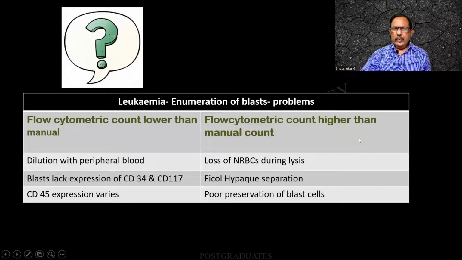And the second one is you find that there can be the NRBCs which can be interfering. Then there is a defect in the separation. Ficoll-Hypaque is a solution that is being used for separation. And sometimes the blast cells can be poorly preserved. So what will happen is there can be an increased amount of count in these.